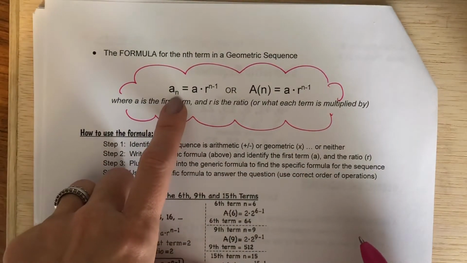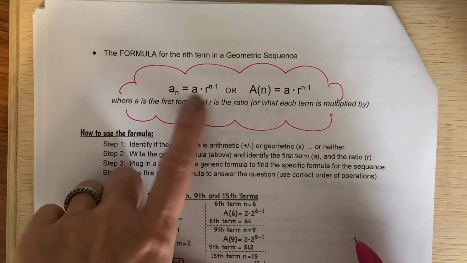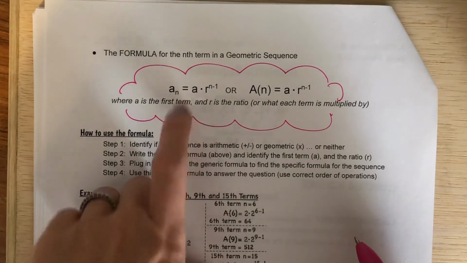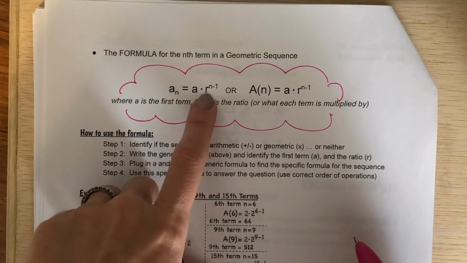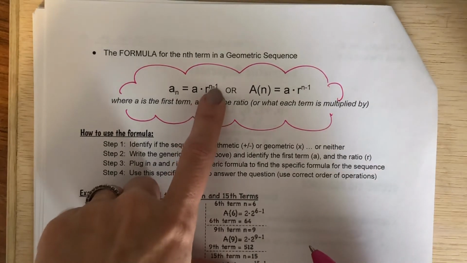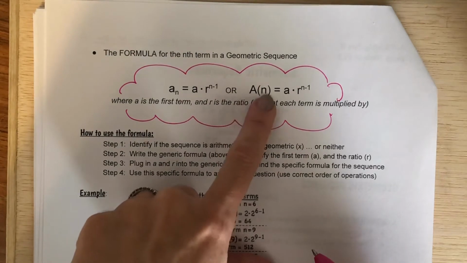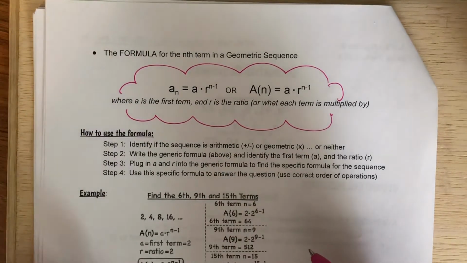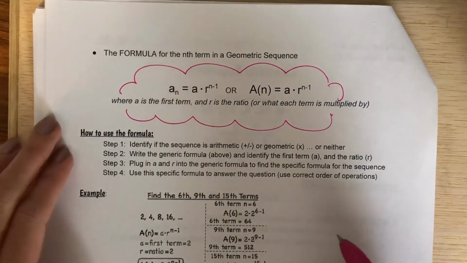So the nth term is the first term times the common ratio, what each term is multiplied by, and the ratio is taken to the n minus 1 power, or you would also see it in function form. So how do we use this formula?